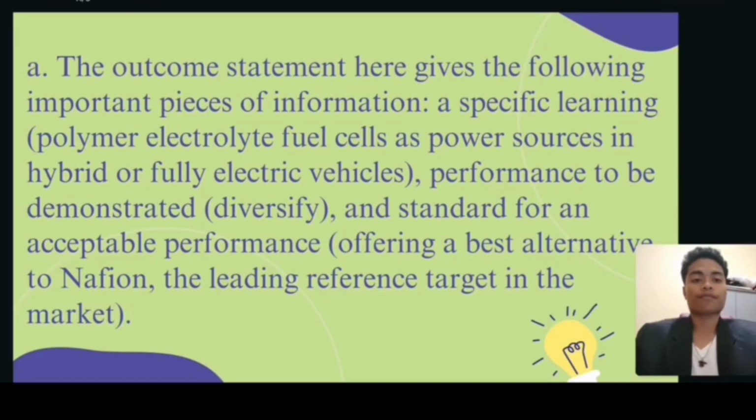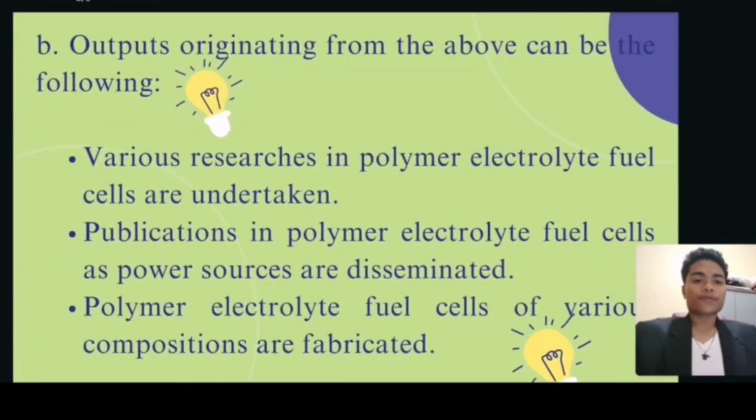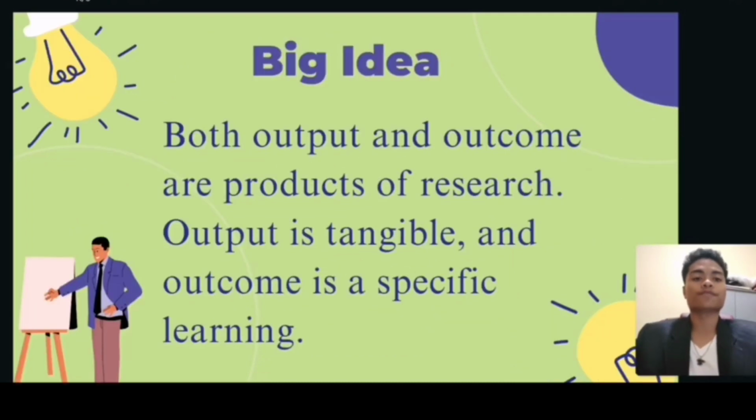In letter B, outputs originating from above can be the following. First, various researches in polymer electrolyte fuel cells are undertaken. Next, publications in polymer electrolyte fuel cells as power sources are disseminated. And lastly, polymer electrolyte fuel cells such as cells of various compositions are fabricated.